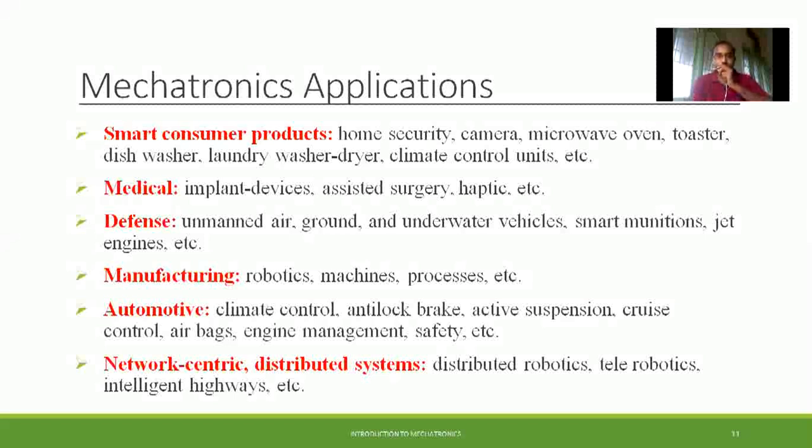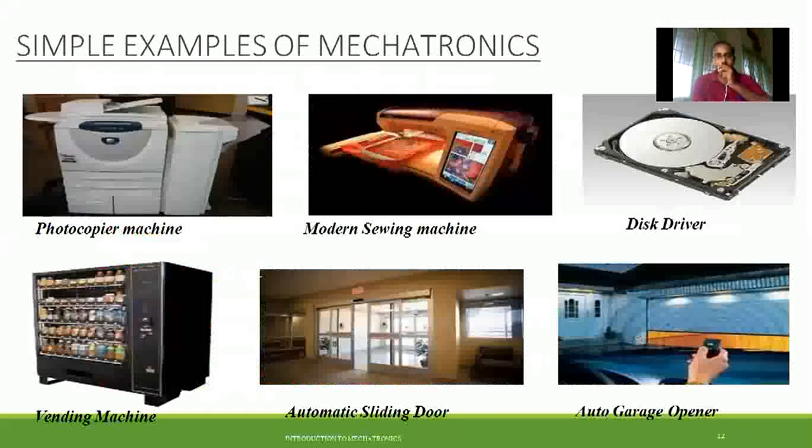These are some major futuristic applications that need to be grasped. And here are some live examples. We have already discussed the photocopier machine. Scanning is done, and simultaneously printing activity is performed even while the scanning process is going on. Modern washing machines, disk drives, auto garage openers, and automatic sliding doors: when a person is detected, the doors are simultaneously opened. And even vending machines and different shopping areas.